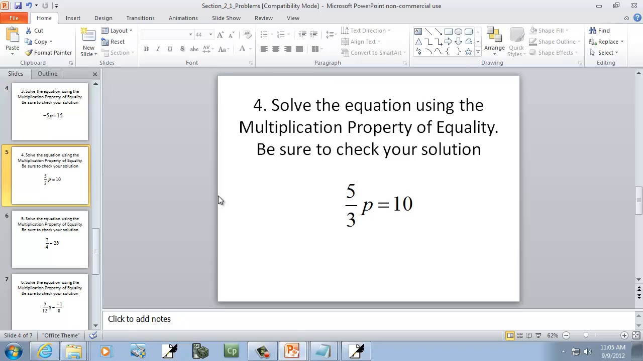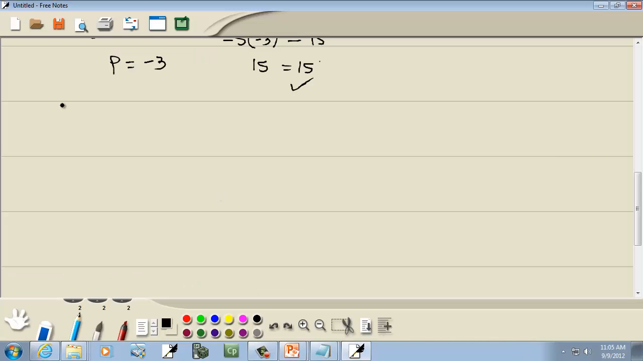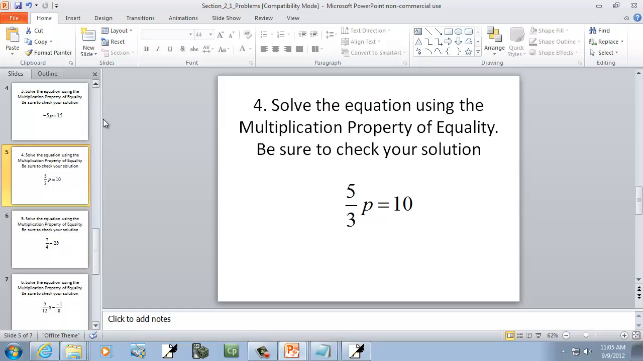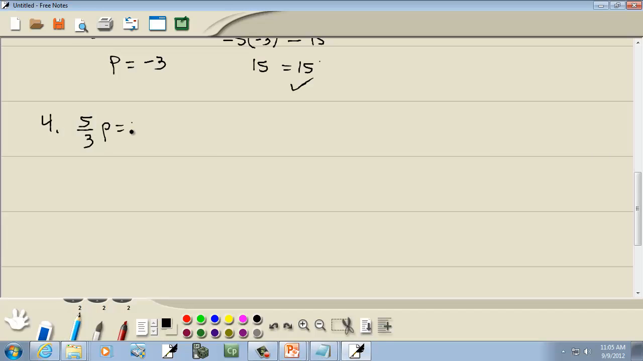Okay, so let's look at our next problem. We got 5/3 p is equal to 10. Again, there's a shortcut to this one. I'm going to ignore it. First step, get rid of parentheses. Don't have any. Second step, get rid of fractions. I do have a fraction.